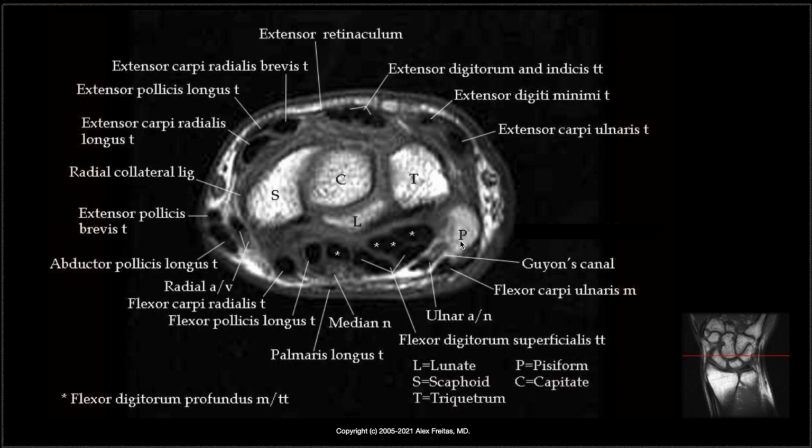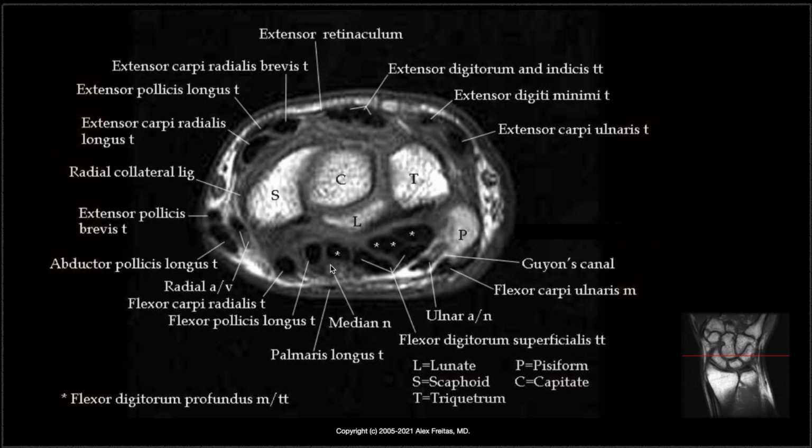Then we see the flexors, flexor carpi radialis tendon, flexor pollicis longus tendon. Then we can see the palmaris longus tendon. We're going to talk about that muscle and tendon in another video, and here you can see that it is approximately attaching to the skin. It is under the skin. It is going to create the palmar aponeurosis.